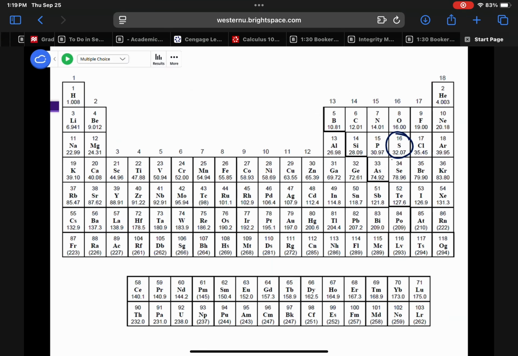Let's move over here. Yes, selenium is right below sulfur in this group on the periodic table. They have the same number of valence electrons, which means they're going to have a similar reactivity. They're going to react in similar ratios as sulfur.